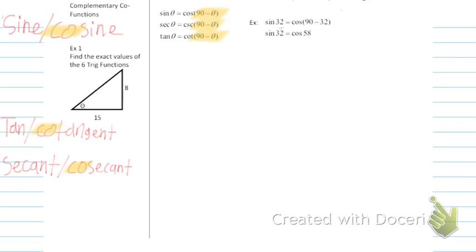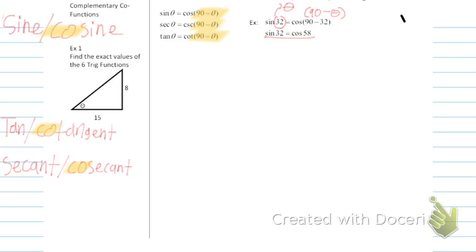Towards the right of the formulas, there's an example. Sine 32, and 32 is theta, equals cosine 90 minus 32. So cosine 90 minus theta. And 58 is the answer for 90 minus 32. So sine 32 equals cosine of 58. And remember, this is only for complementary cofunctions, so for 90-degree angle functions.